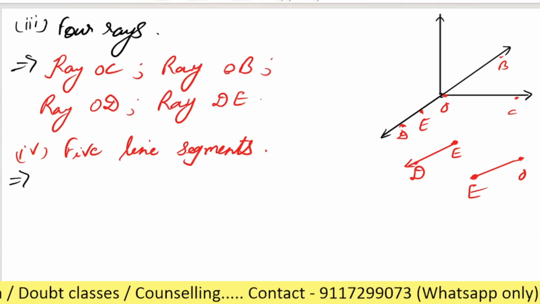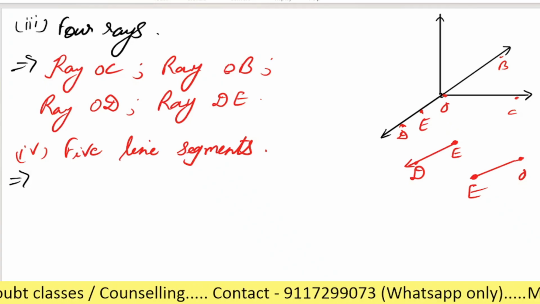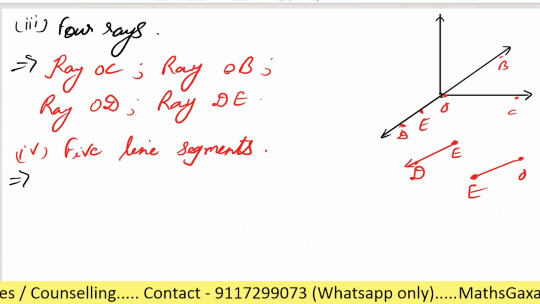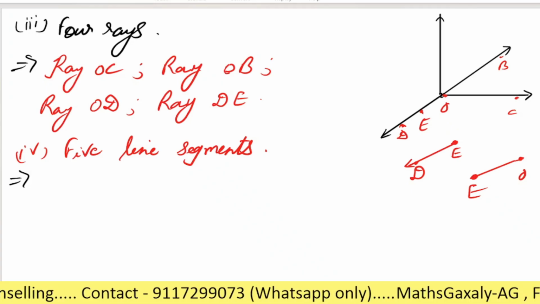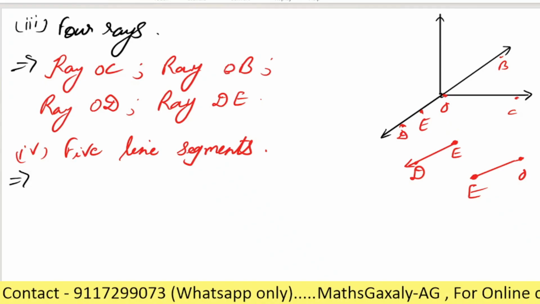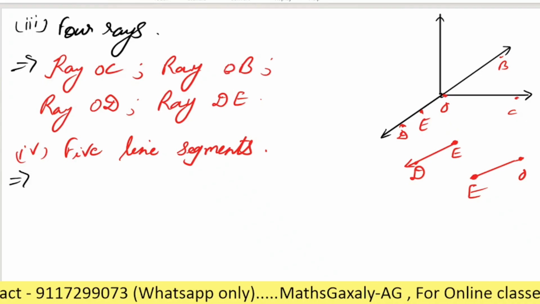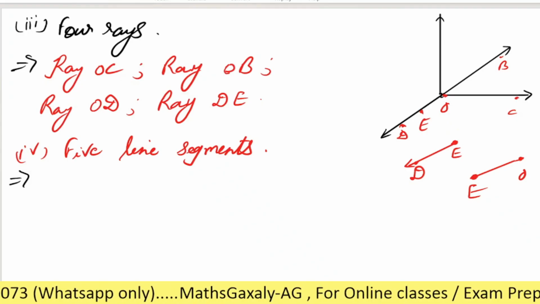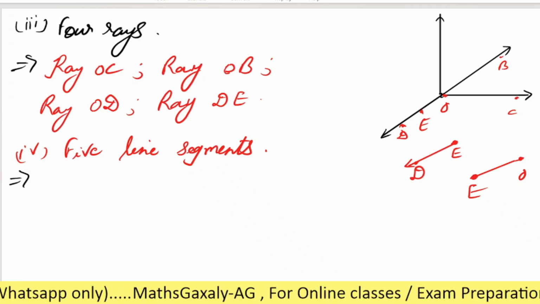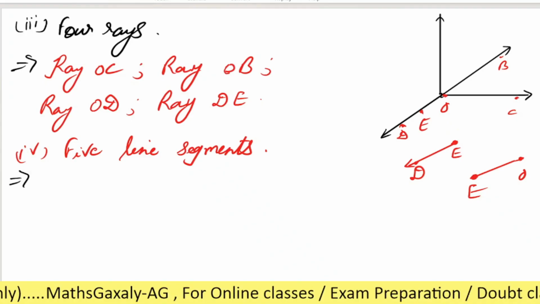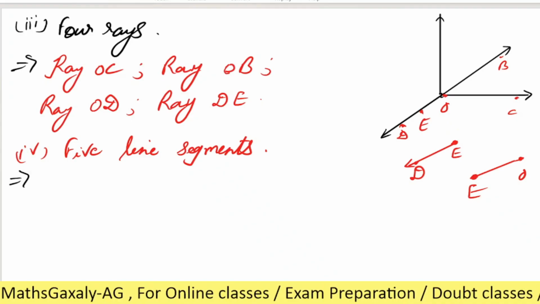So the next one will be line segment OC. Okay. And the next line segment is OD. And then the next line segment is OE. So the next line segment will be EB. But line segment we have to take.